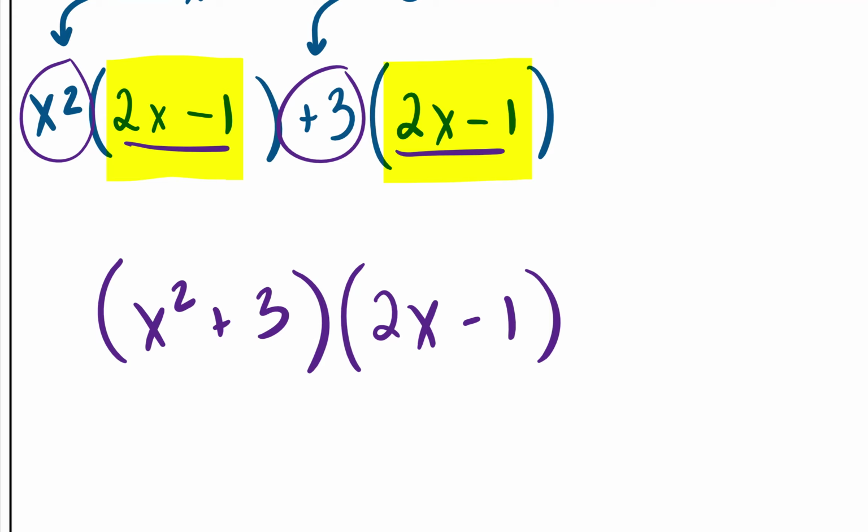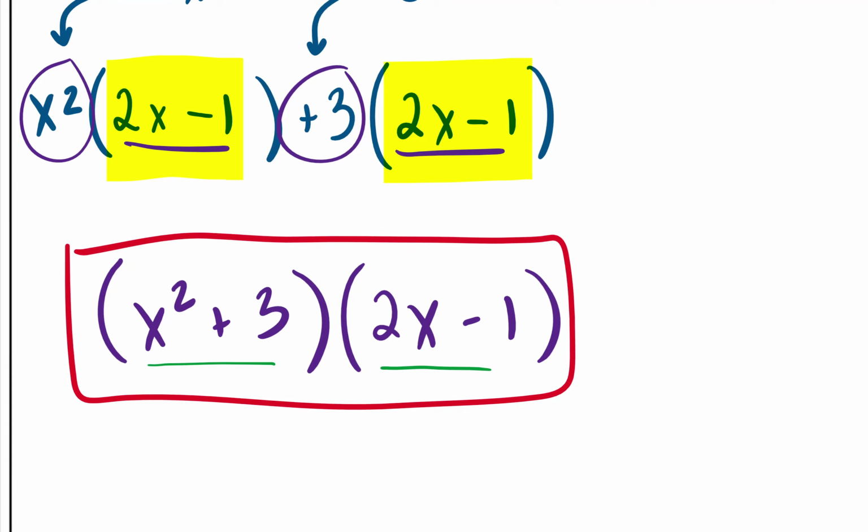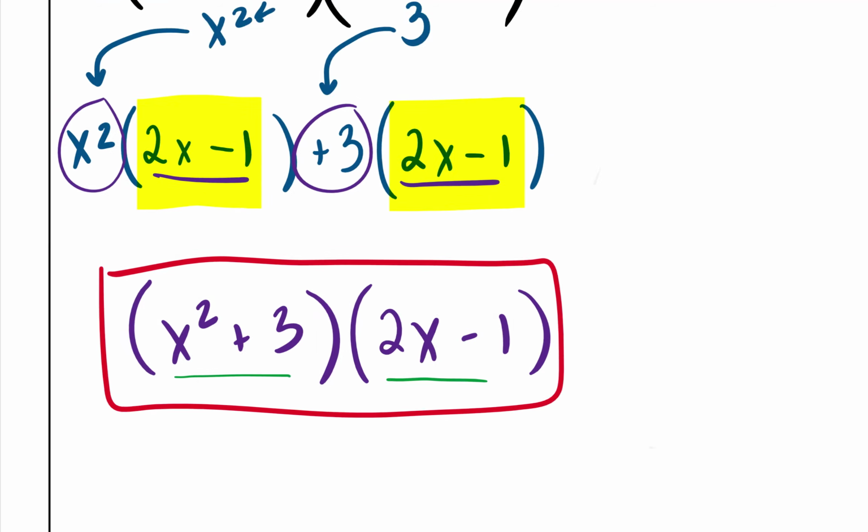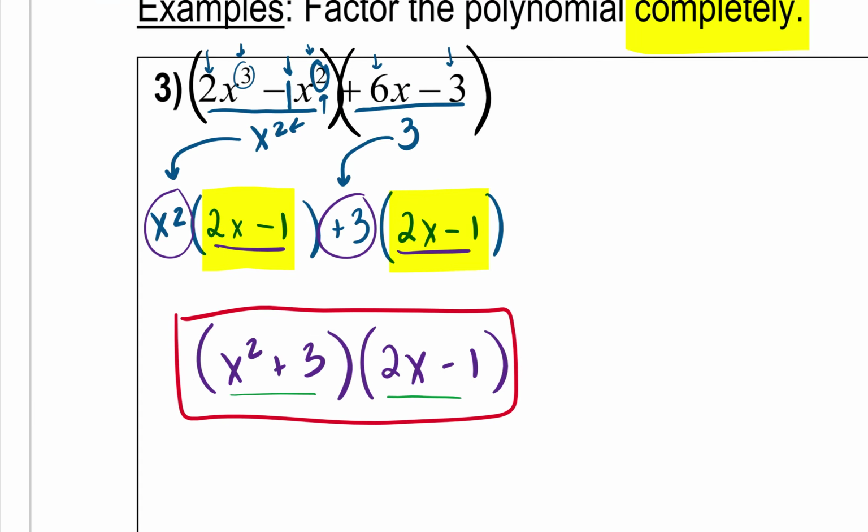Now, one last check. Can I factor x squared plus 3? No. Anytime it's just x squared plus a number, you can't factor it, so don't even try. And look at the right side. 2x minus 1. Again, there's no x squared, and I can't factor out another number, so that's good. So that is my answer. And I will say most of the time, that will be your answer. Most of the time. Okay. So that's number 3. See, that wasn't very much. Not at all. Alright, let's look at number 4.